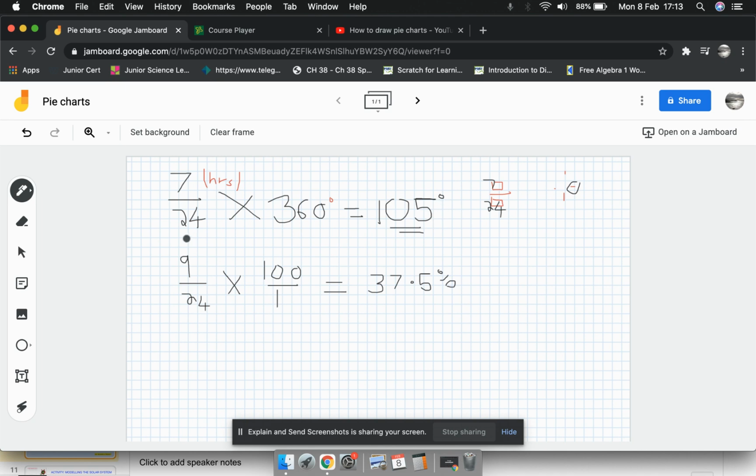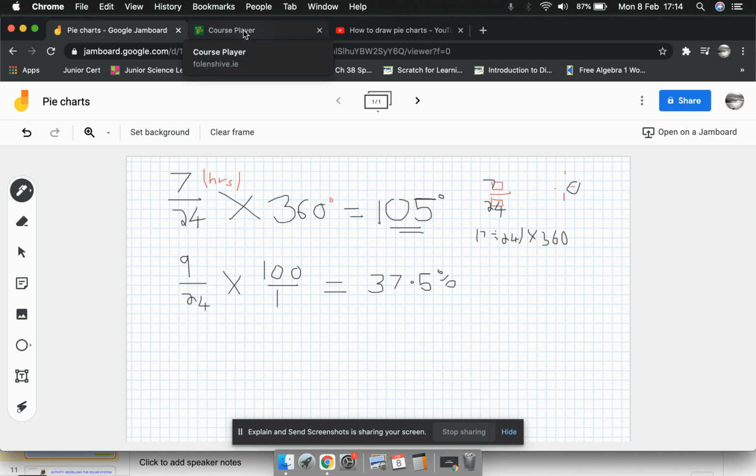Another way you can do that is you could simply write it with brackets. I know that that is 7 divided by 24 hours, and you're going to multiply that by 360. Apologies for the awful writing. So that'd be another way to work it out on your calculator, and you end up with the same value anyway. You get 105 degrees.